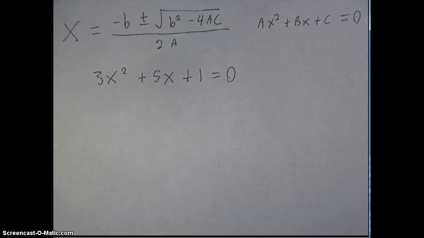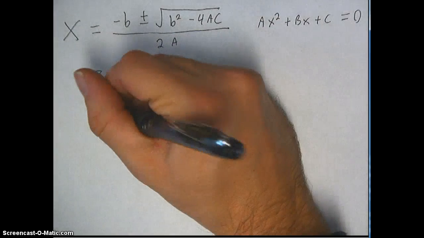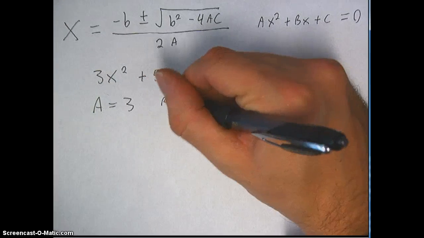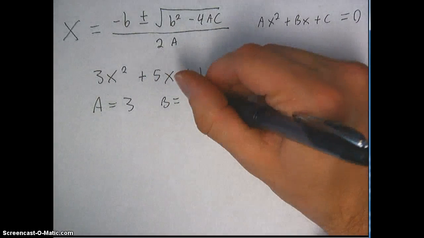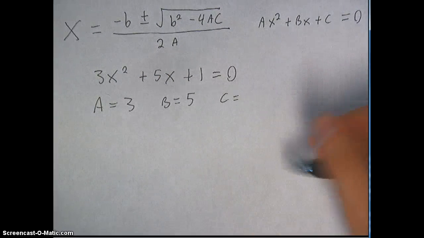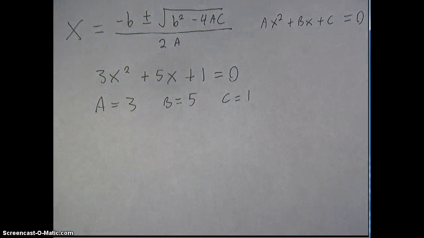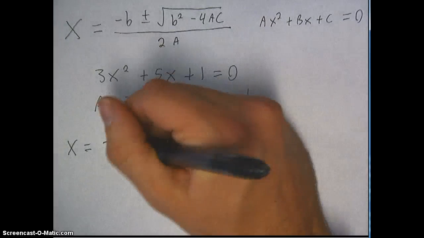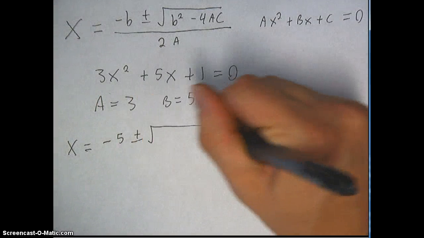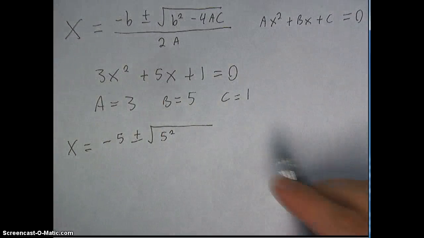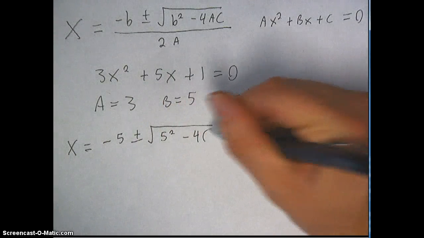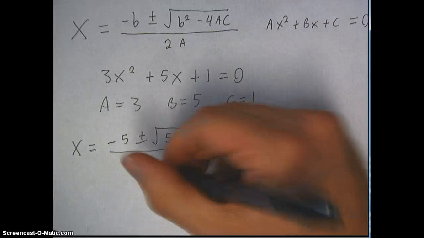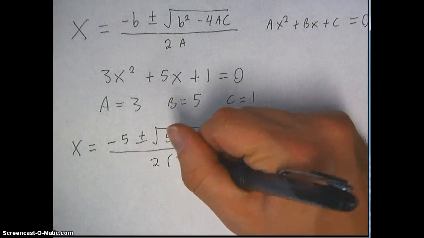Now what I like to do, before I do anything else, is identify the a, the b, and the c. So the a equals the number in front of the x squared. That's just your 3. Your b equals what's in front of the x. It's just a 5. And your c equals, that's just a 1. So we just plug this stuff right into the formula. x equals negative b, which is negative 5, plus and minus the square root of 5 squared, because b squared, minus 4 times a, which is 3, times c, which is 1. And all of that is divided by 2 times a, which is 2 times 3.